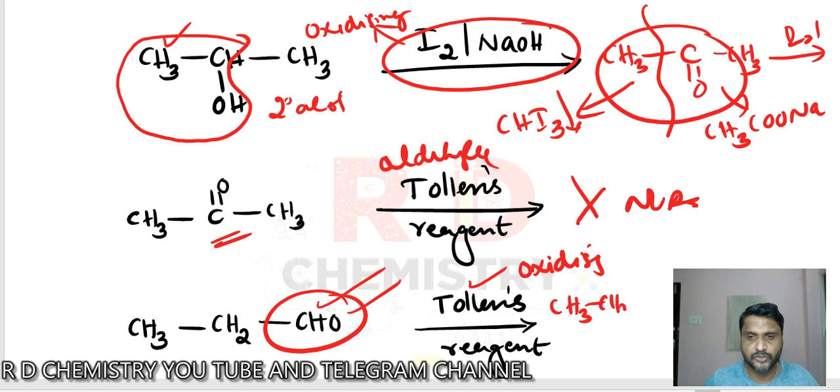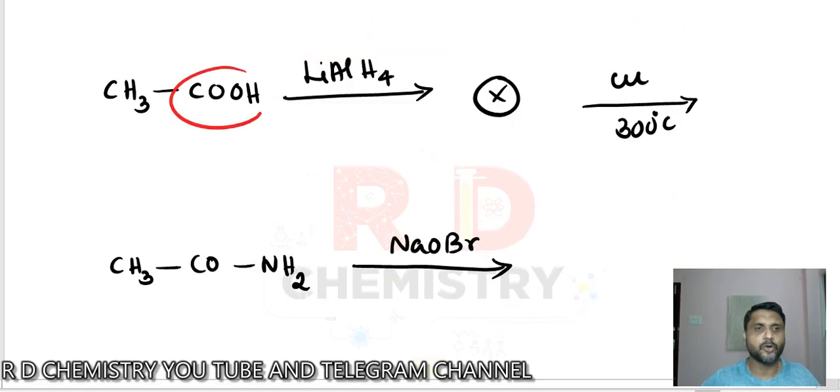CH3CH2COONa. I'll write it down, because Tollens reagent is ammoniacal silver nitrate, and you are also using some amount of sodium hydroxide. The sodium salt is formed actually, or you can write COO minus. Okay, right? We have got the carboxylic acid here.